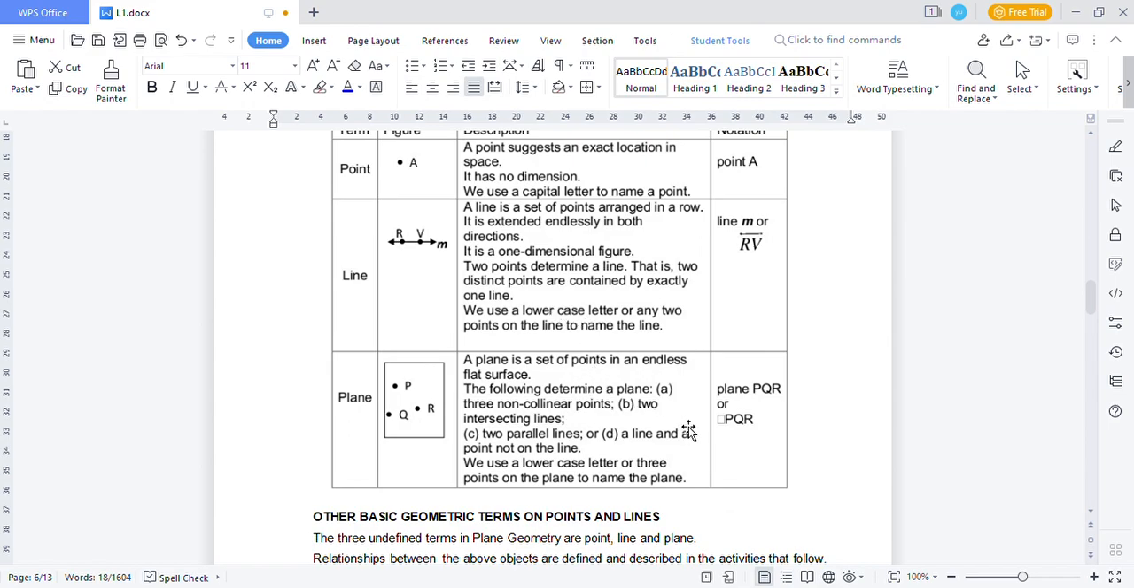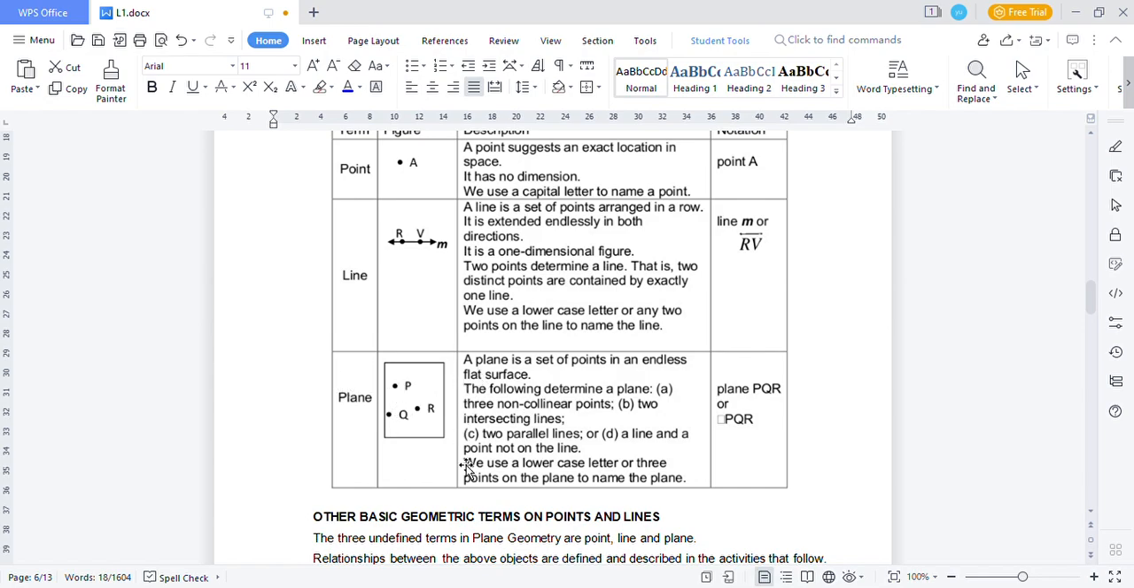Now, the last one is the plane. When we talk about the plane, it is a set of points in an endless flat surface. The following determine a plane: three non-collinear points, two intersecting lines, two parallel lines, or a line and a point not on the line. We use a lowercase letter or 3 points on the plane to name the plane. So we have here P, a lowercase letter, and we have plane PQR. Okay, this is plane PQR.